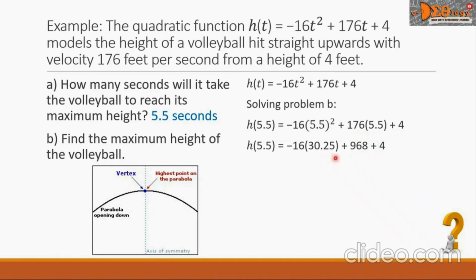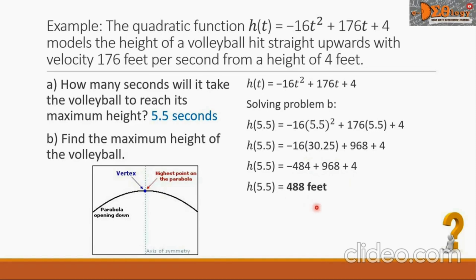Of course, in the first term here, the negative 16 is copied down here. In the next line, we will get the product of negative 16 and 30.25, and the answer is negative 484. So we copy the plus 968 plus 4. Simplifying these three numbers, we have now 488. And this is the height given in feet.